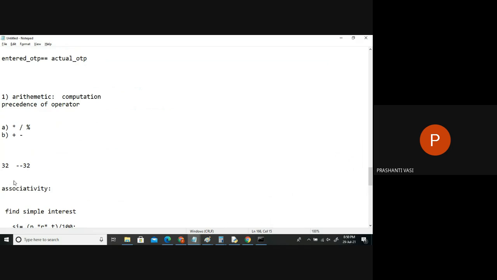So when should I talk about associativity? In an expression, if you have equal priority operators, more than one operator of the same priority. Now, plus and minus are equal. There's no difference in the priority. Now, should I do this one? Should I do this one? Or should I do this one?